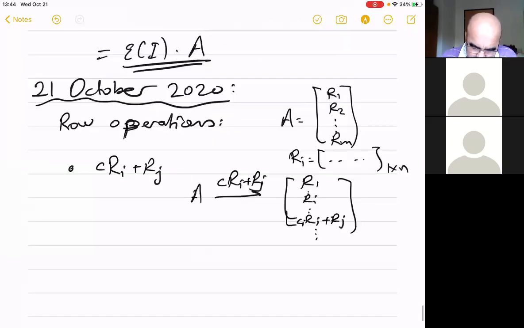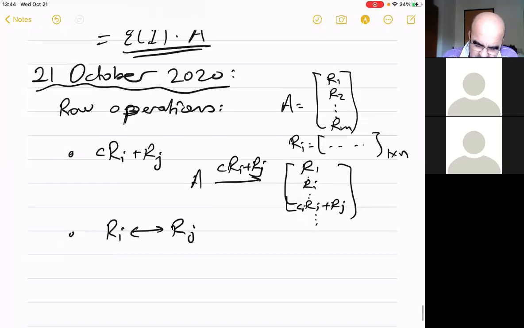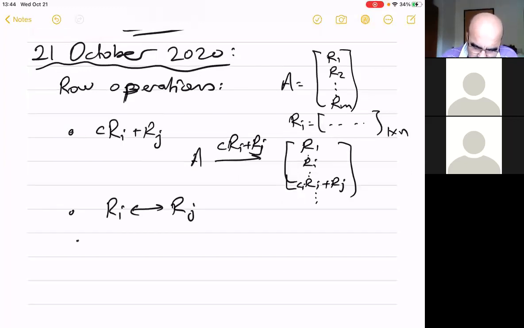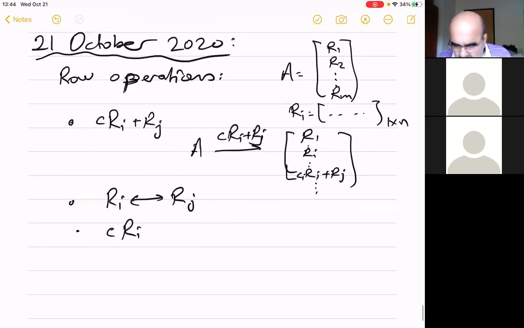And the second type of operation was that you interchange two rows. So you interchange the i and j rows. And thirdly, you multiply a row by a constant. So instead of Ri, you write C times Ri.